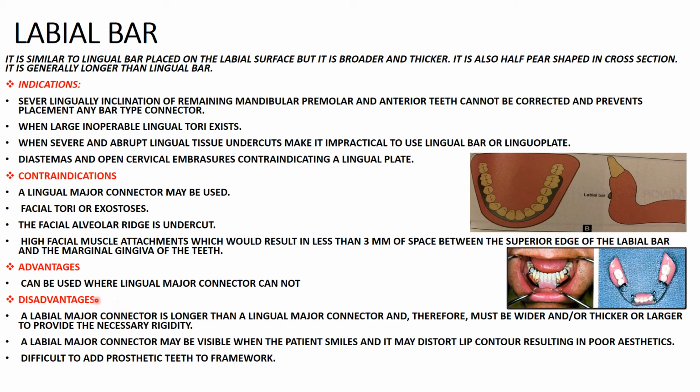Advantages: it can be used where lingual major connectors cannot be used. Disadvantages: first is aesthetics. It is poor aesthetically, as it is placed labially, so if the patient talks or smiles, it can appear. Then there is difficulty in adding prosthetic teeth, and a labial major connector is longer than the lingual major connector, and therefore it must be wider and or thicker, or larger, to provide the necessary rigidity. So these are the advantages and disadvantages of the labial bar.